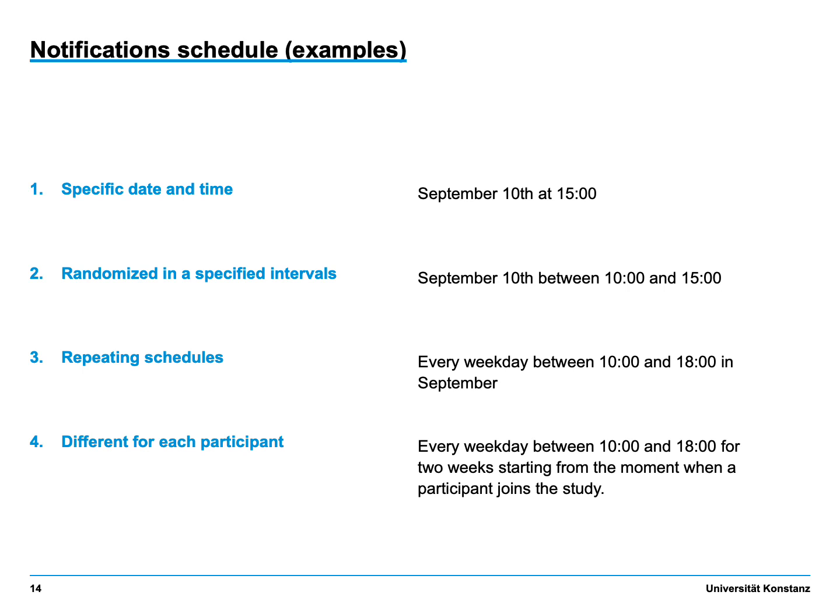The third example shows that I repeat my notification every weekday in September with a specific time window. Finally, the last example demonstrates that the schedule can be constructed with respect to each participant. In particular, with respect to the moment when a participant started the study. In this case, if participants join the study at different times, the dates will be different, but each participant will receive notifications for 2 weeks.